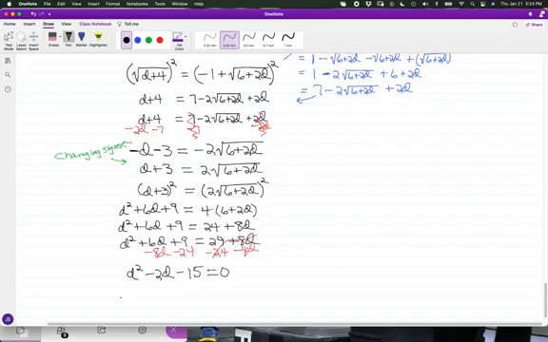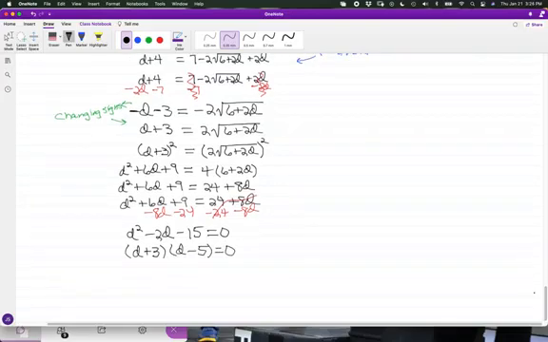And then factoring, we have D plus 3 and D minus 5. And for the zero product property, if I set D plus 3 equal to 0 and D minus 5 equal to 0, now there will be two apparent solutions, negative 3 and 5. Now it might be that both will check out, or that one will check out, or that none will check out.